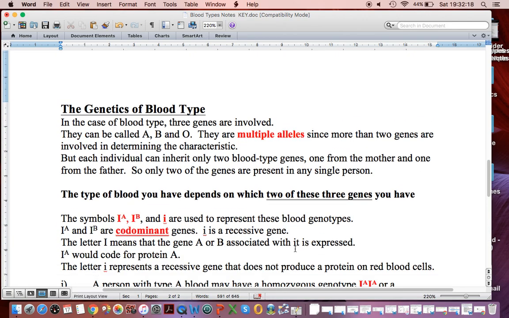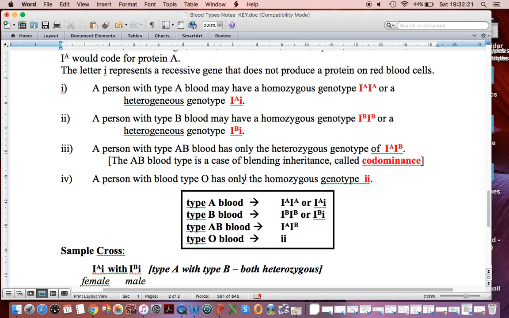But that's the genetics of blood type. Make sure you're using these proper symbols. These are the phenotypes on the left. These are the genotypes on the right.